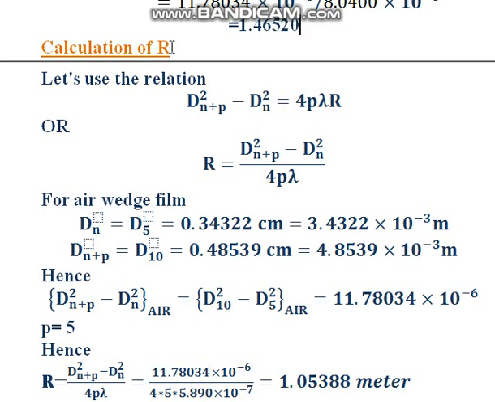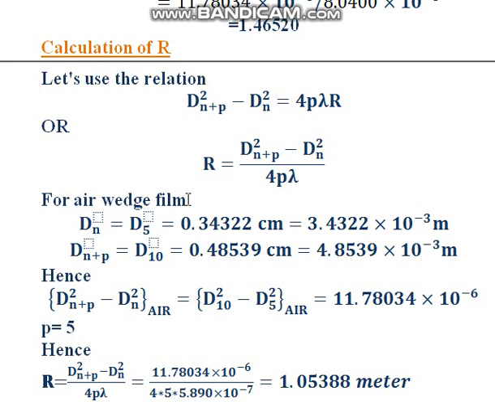The radius of curvature may be obtained by the formula lambda is equal to (D_{n+p}^2 - D_n^2) divided by 4pR. Here with the help of this formula you may obtain it, because we are going to use this formula only since this bracket we already calculated. So there is no extra calculation. We can easily find the difference of the two diameters squared either in air or in liquid. That's why we are going to use this formula.